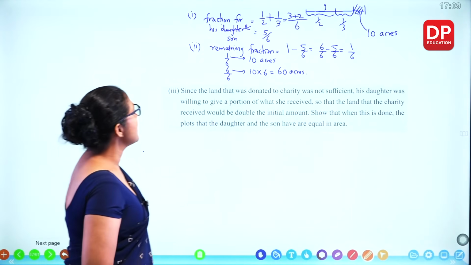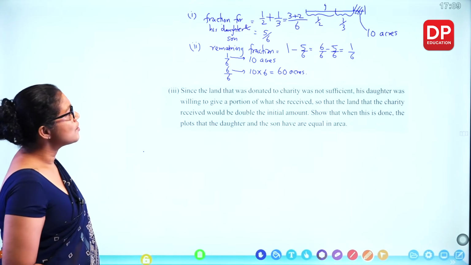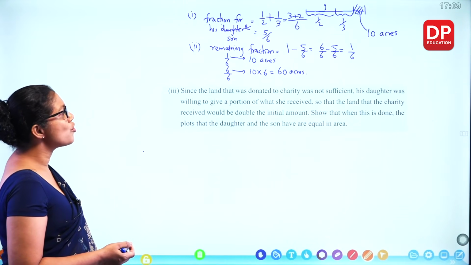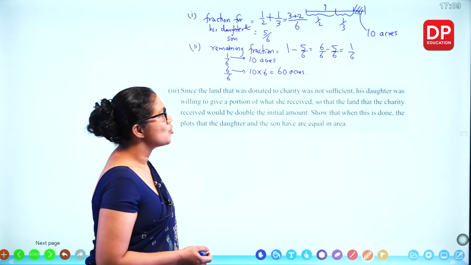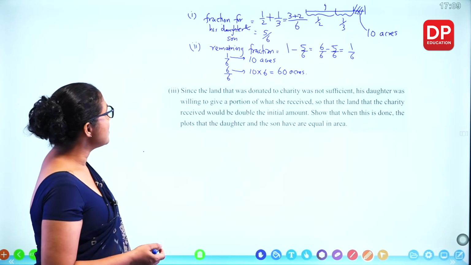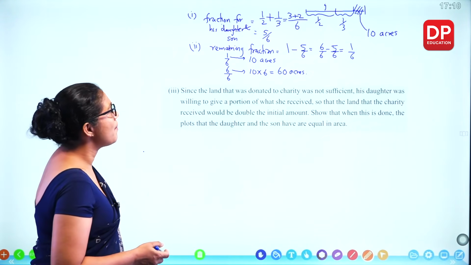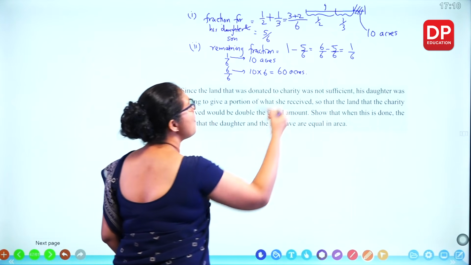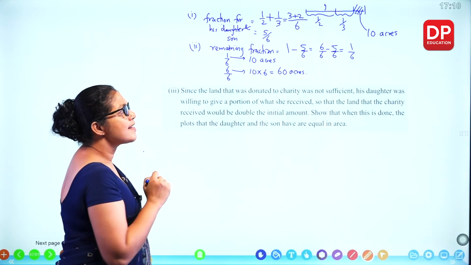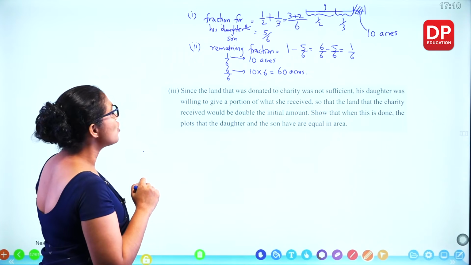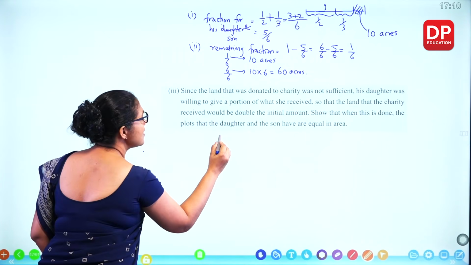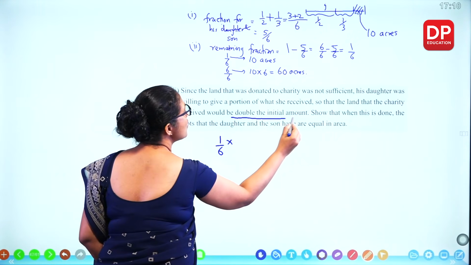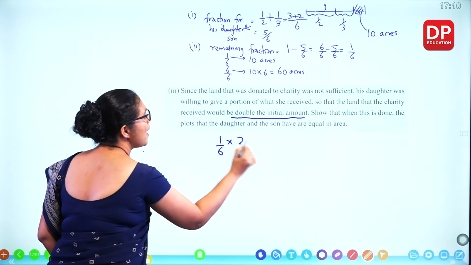So the third part says, since the land donated to charity was not sufficient, his daughter was willing to give a portion of what she received, so that the land that the charity received would be double the initial amount. Now we found in the second part 1/6 of the land given to charity. So 1/6 of land, double it. It says double the initial amount. So you multiply it by 2.